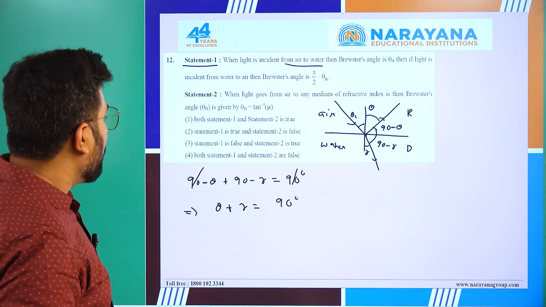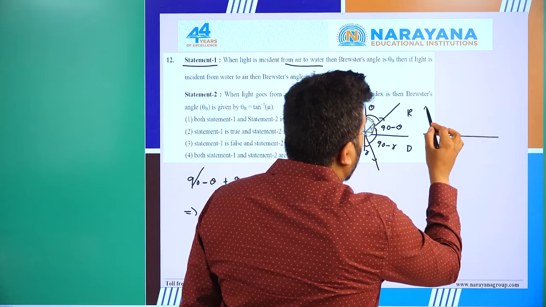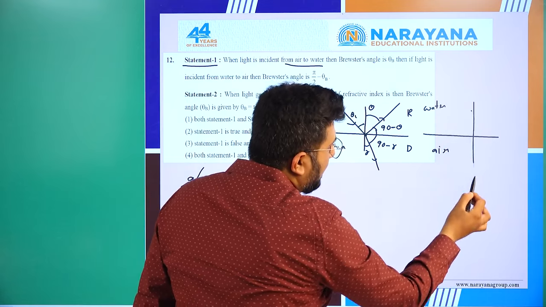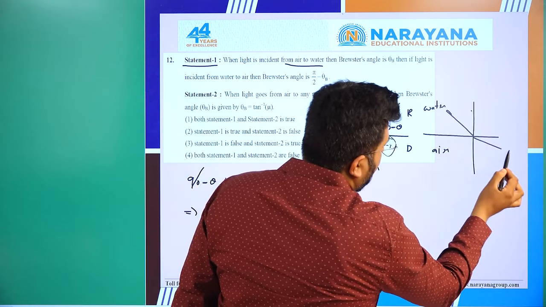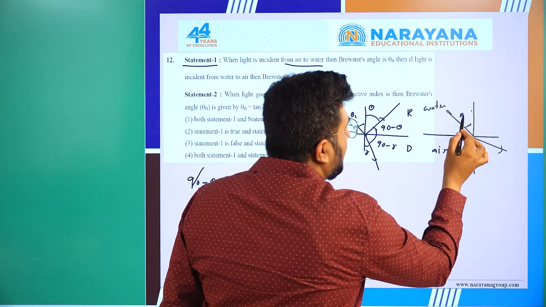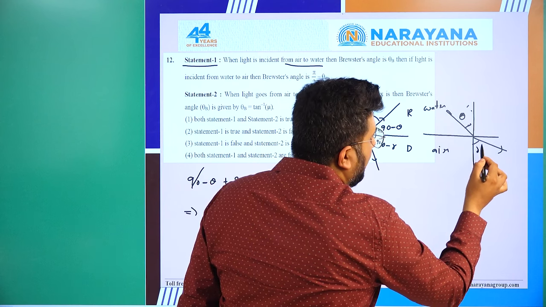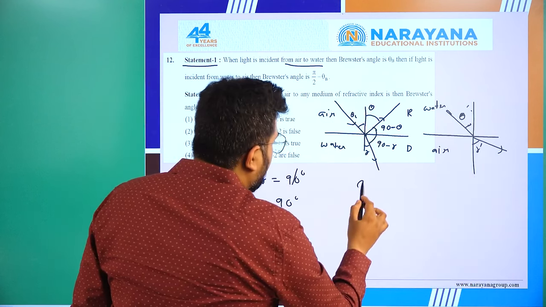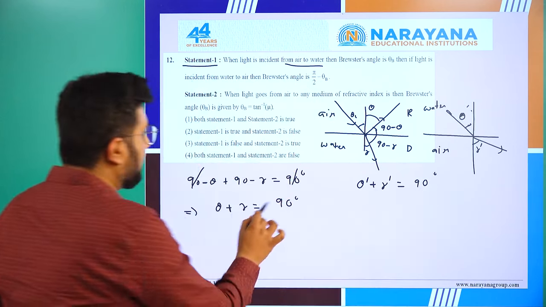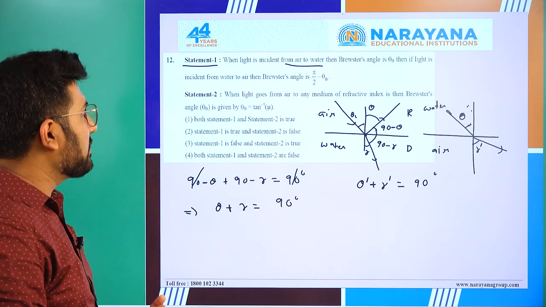Okay. So now listen, if this is air to water and this is water to air, fine. Then this time, this angle theta, let's call this angle theta dash, and this angle r dash. But theta dash plus r dash would still be equal to 90 degrees from this relation only. The same thing we can derive here: theta dash plus r dash equals 90 degrees.